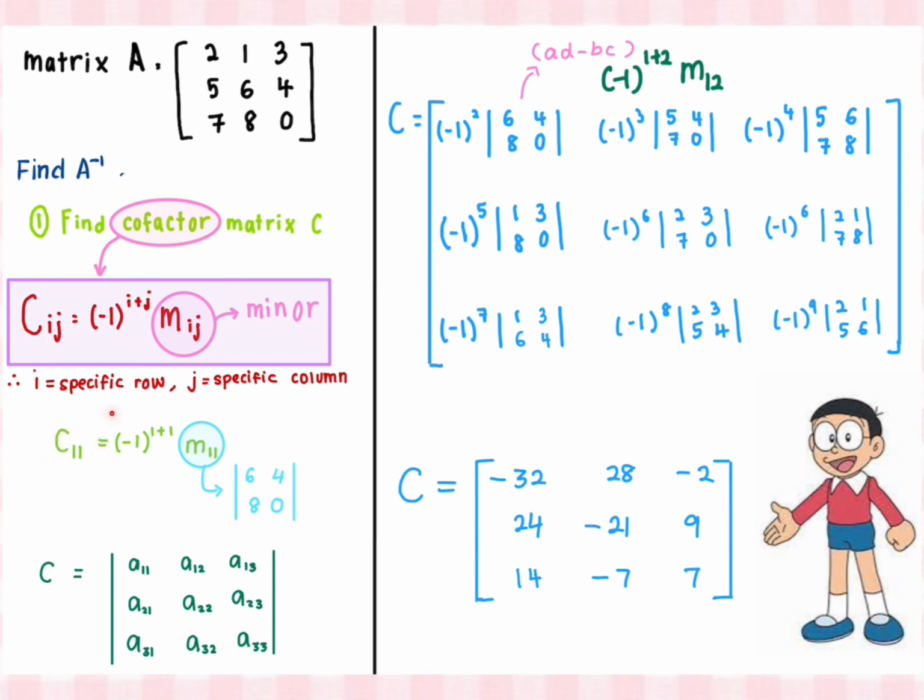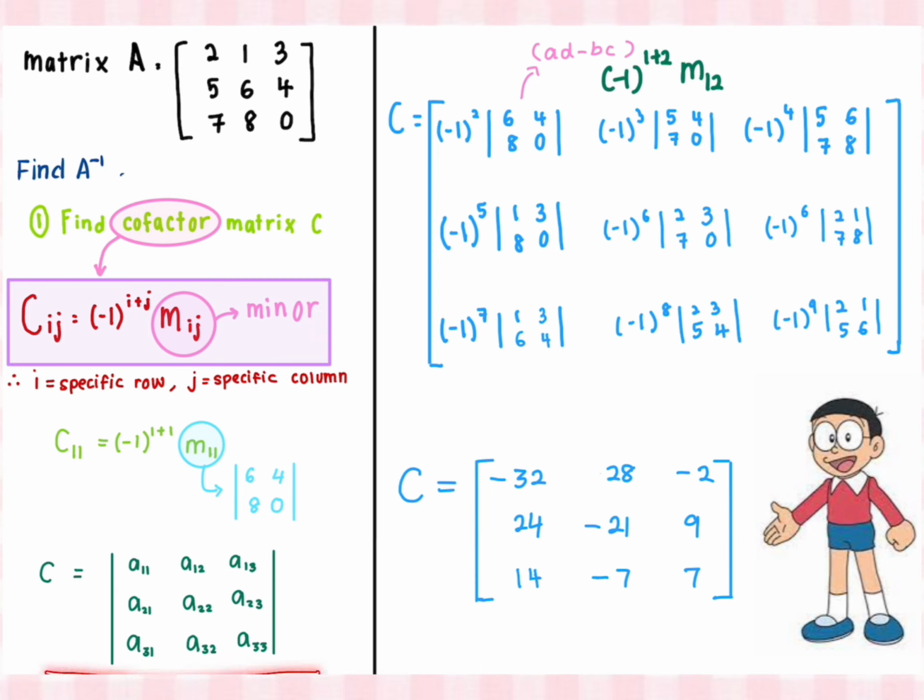As you substitute, you will get -1 to the power of 1 plus 1 times M11. Now, how will you get the M11 value? M11 is the minor of the first row and the first column of the matrix. So, to find this minor, you need to close the first row and close the first column of the matrix. If you close the first row and the first column, you take the excluded numbers as your minor. And that's it. That is how you find the minor.